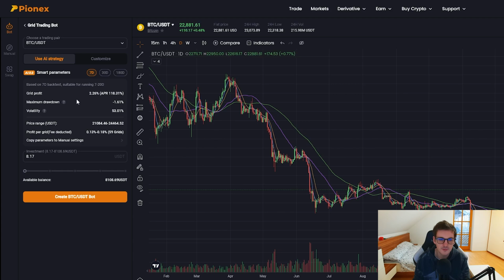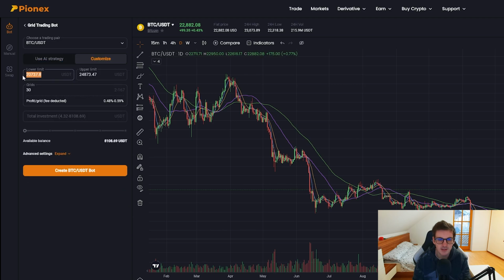Of course, if you select the lower time frame, like 7 or 30 days, the grid bot is more likely to stop sooner than choosing 180 days. Let's say we want to use the AI specified settings, but also want to add a take profit and stop loss. For this, we can simply copy the parameters to the manual parameters. Now, if you want, you can also change the price range and grids as well as the total investment.